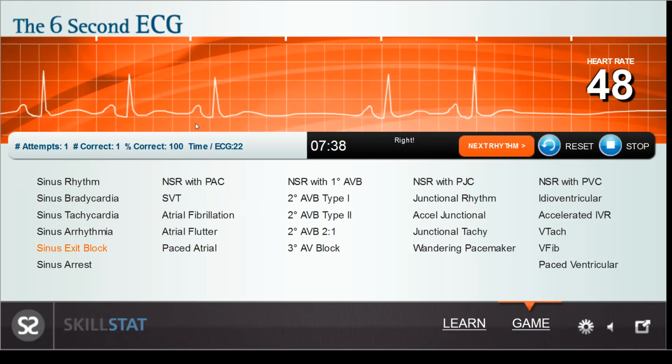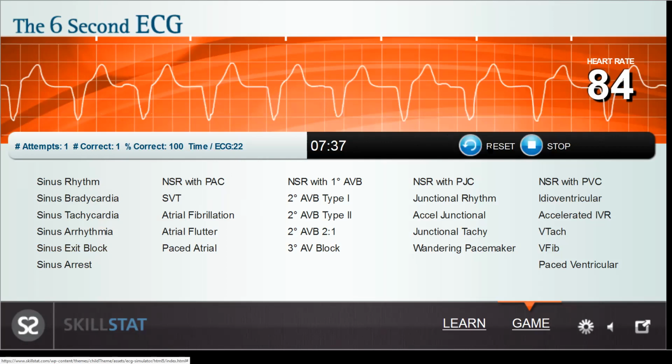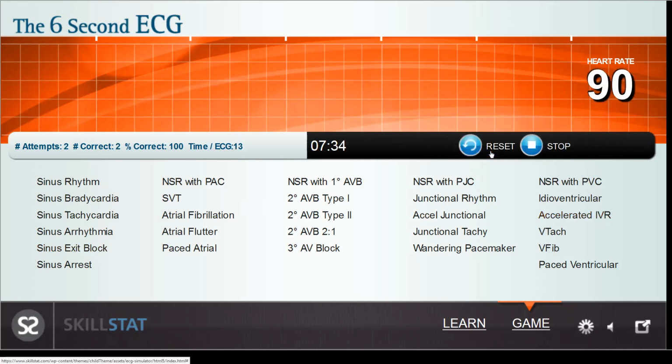Right. So why is it sinus? Because there's a P wave in front of every QRS and they all look similar, but there's a pause. If it starts back on time, it's a block. If it does not start back on time, it's a sinus arrest. This is accelerated intraventricular, and again, we're not talking about that rhythm.